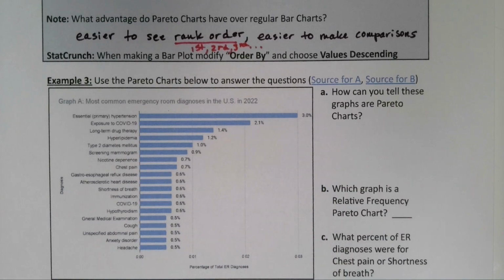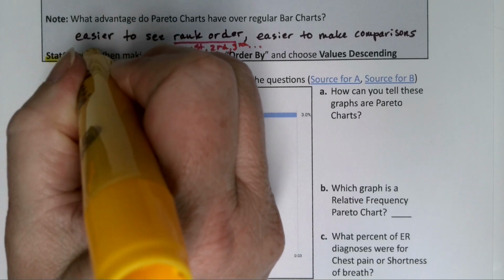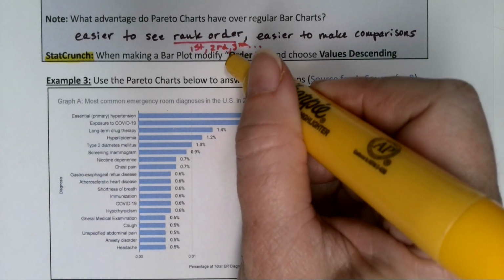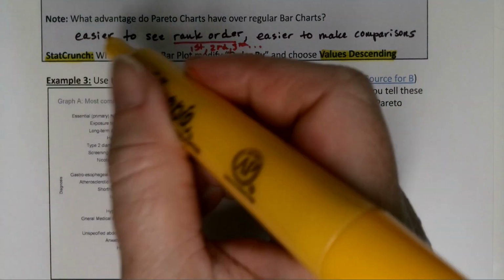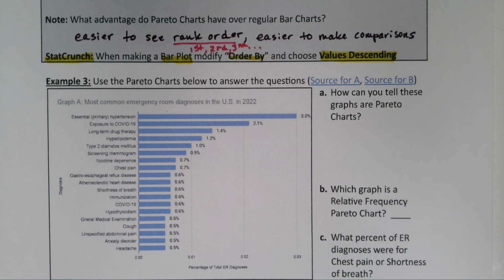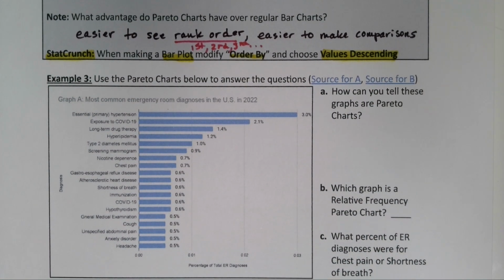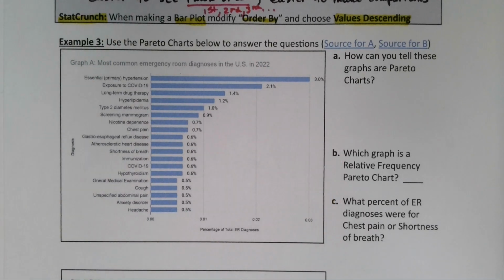And when you make these in StatCrunch, they're really just regular bar charts, right? They're just bar charts that have been made special by putting them in an order that is descending. So you just make a bar chart, but tell StatCrunch when you're doing it that you want to order by values descending, and that's it. And again, these are real data for this example, so you're welcome to go look at them.